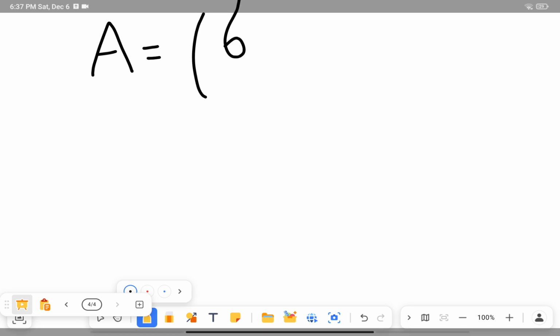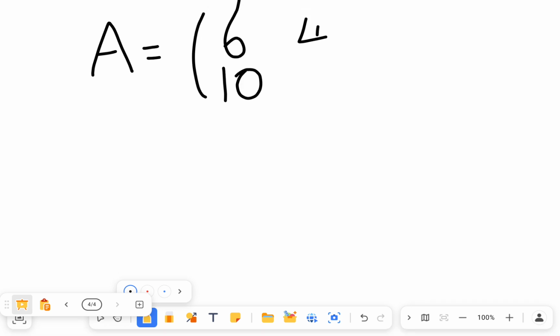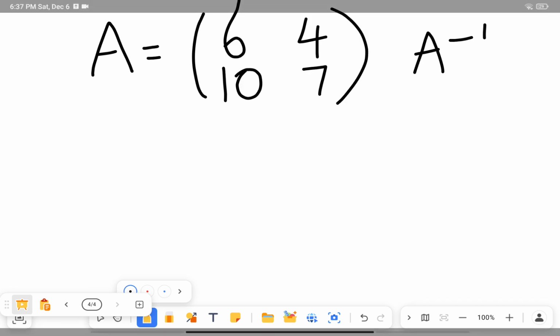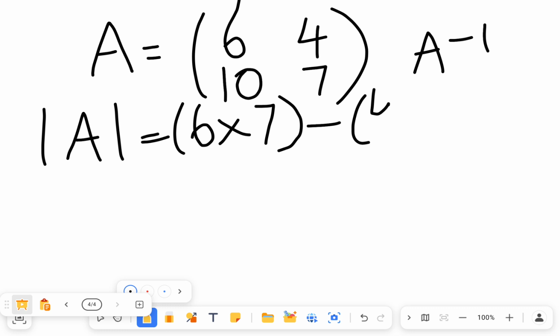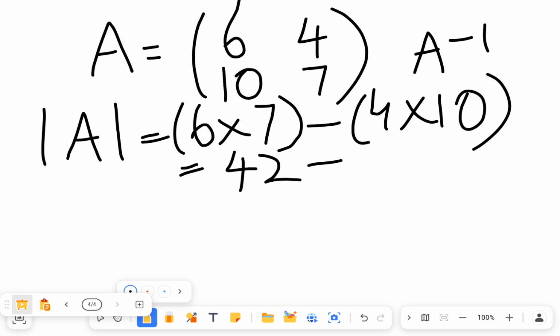Okay. So, let's have a look at an example. Let's suppose A is equal to 6, 10, 4 and 7. I have to find A inverse. First of all, I find the determinant of A, which is 6 into 7 minus 4 into 10. So that is 42 minus 40. So that is 2. Okay. So determinant of A is 2.